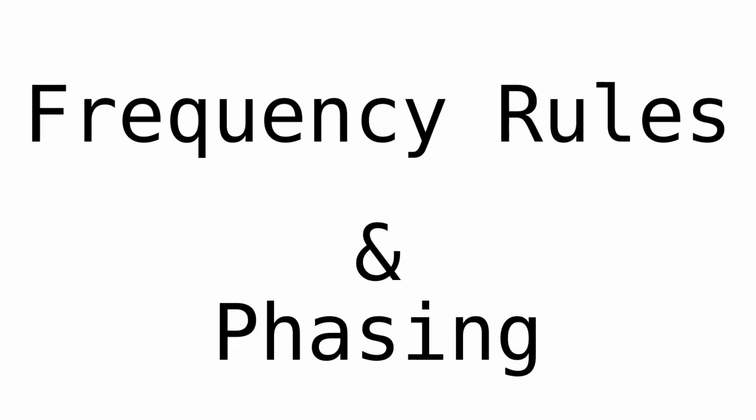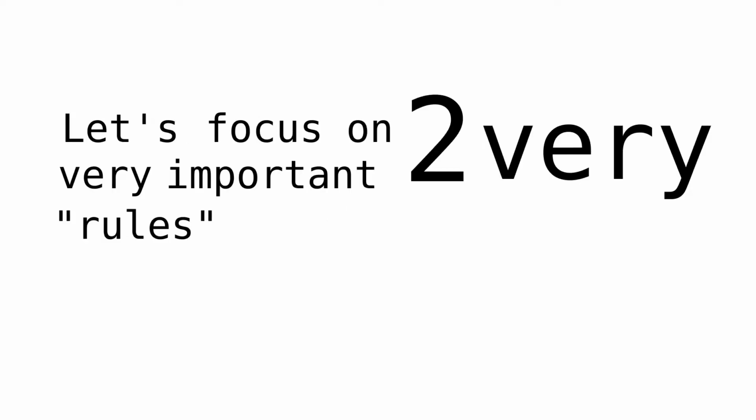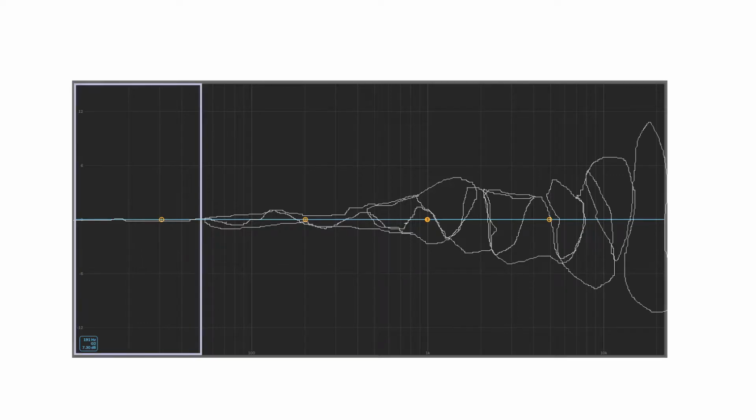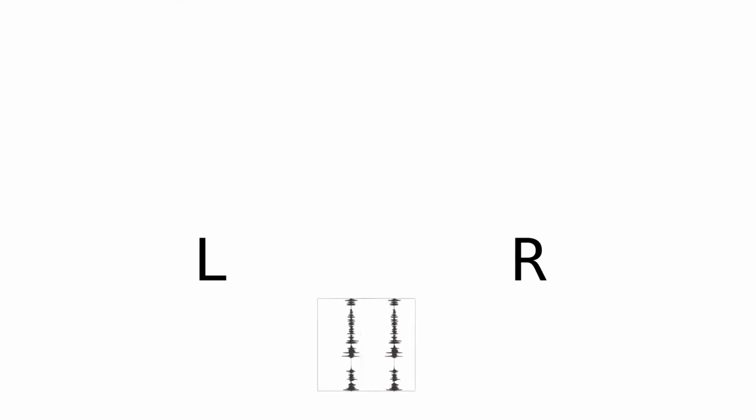Frequency rules and phasing. Now that we understand what stereo imaging is and how to do it, let's focus on 2 very important rules. The higher you are in the frequency spectrum, the more stereo widening you can get away with. Bass frequencies should always be mono, because your ears don't pick up direction information with bass frequencies. When stereo widening a mono track, make sure that the track still sounds good in mono.